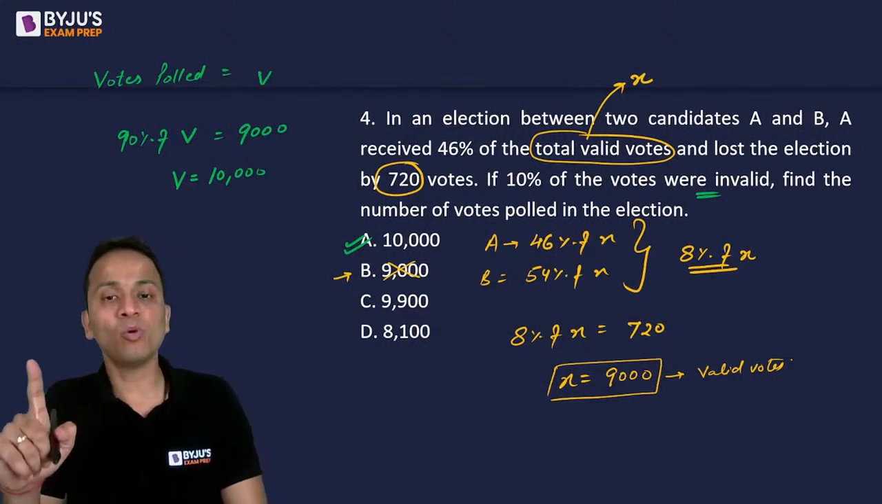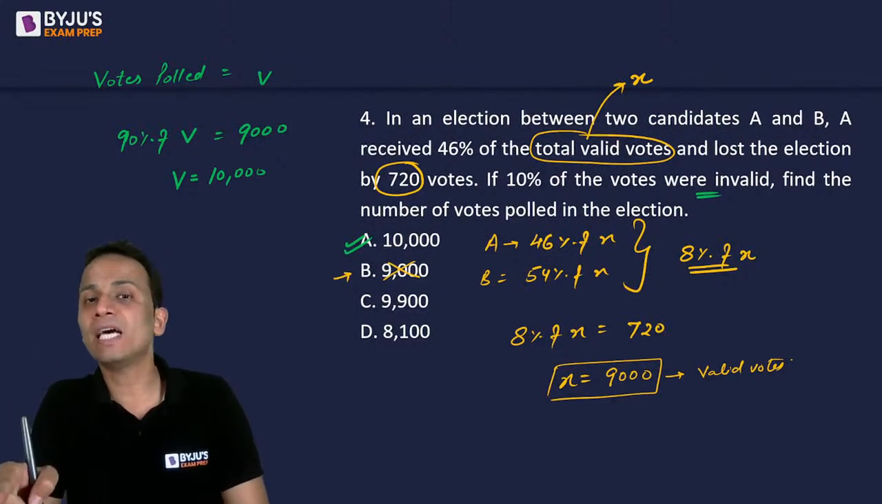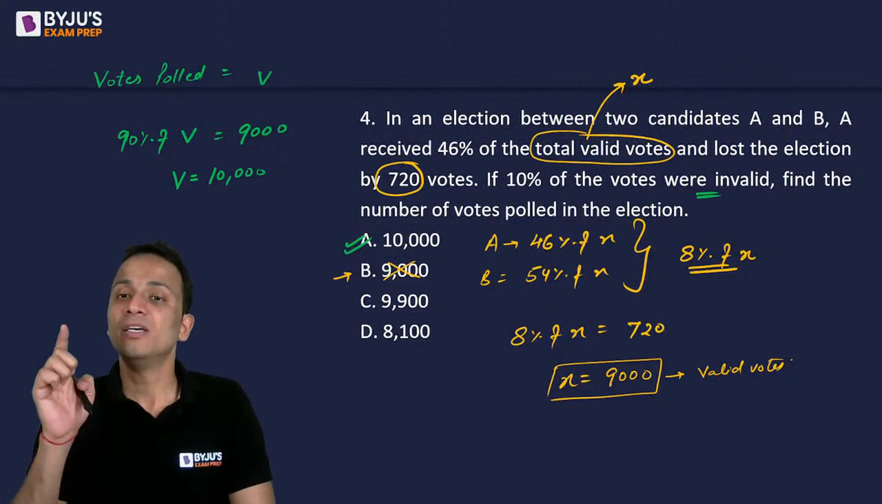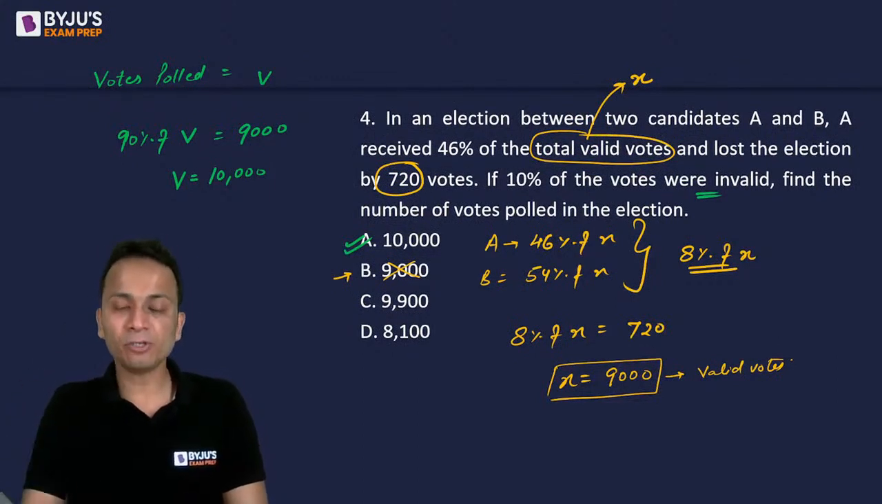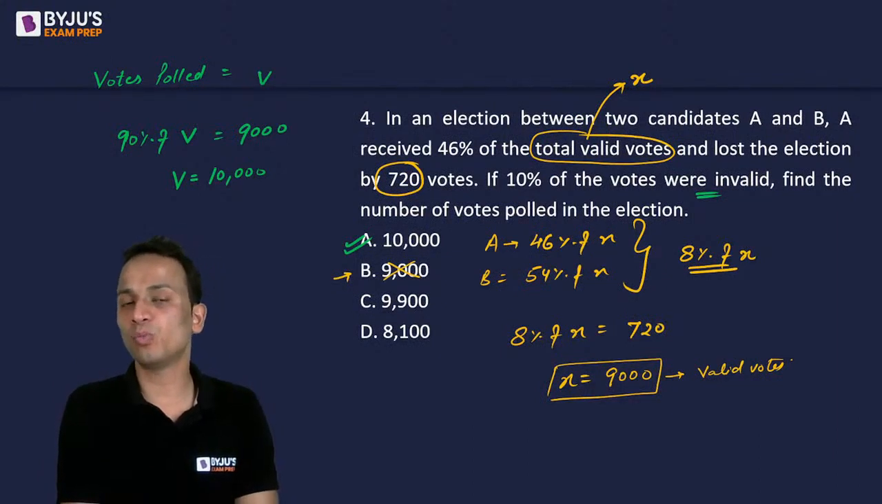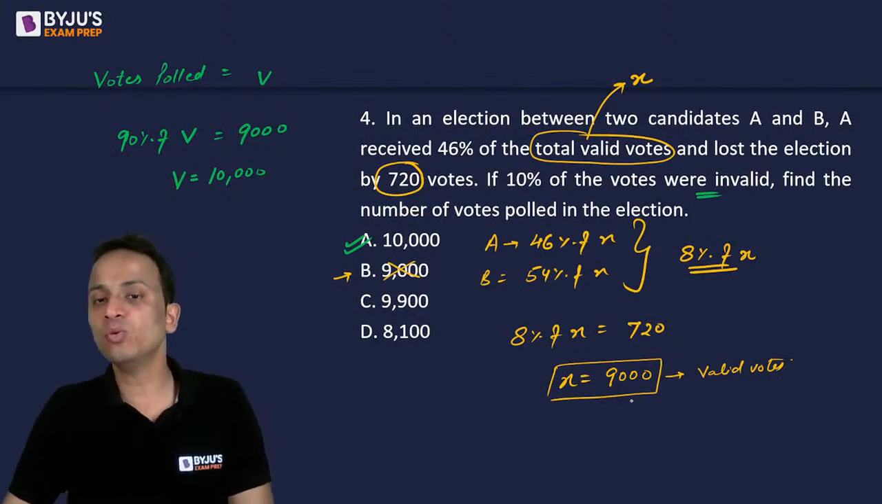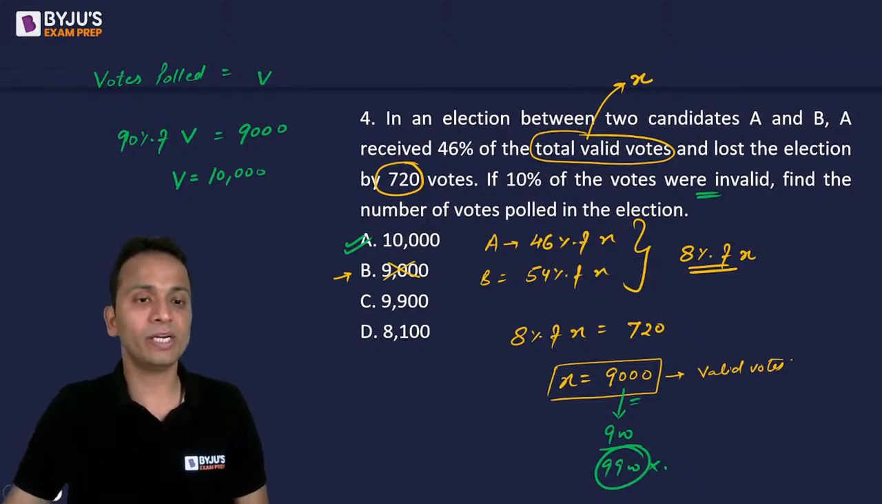So total votes polled was not 9,000. The number of valid votes was 9,000 and 10 percentage votes were invalid. So that means 90 percentage of total votes polled is equal to 9,000. Okay, हिमांशु आपने क्या किया? 9,000 में इसका 10% ऐड कर दिया. Okay, 9,900. This is not how it should be calculated.